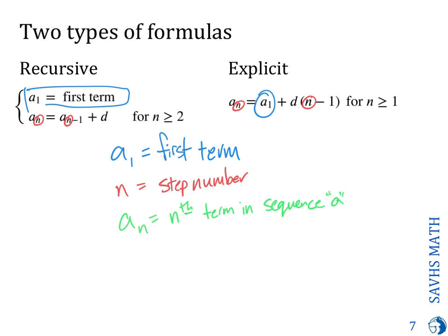Okay, so if 3 is the step number, A3 is the 3rd term in the sequence. A5 is the 5th term in the sequence. The last thing that we need to label here is the letter D, and we already said that the letter D is the common difference.